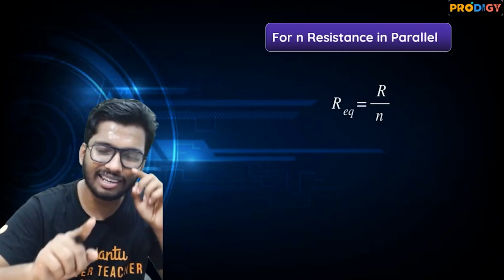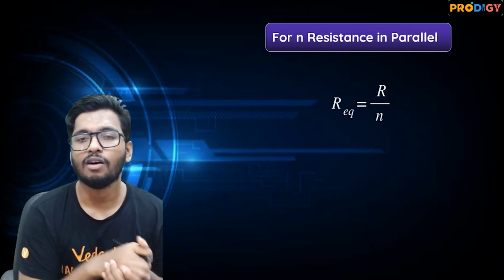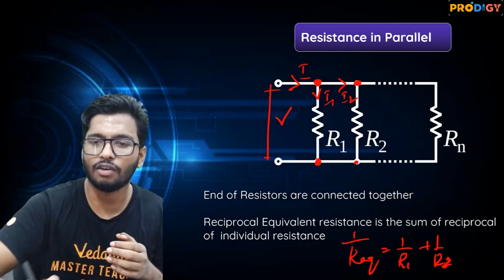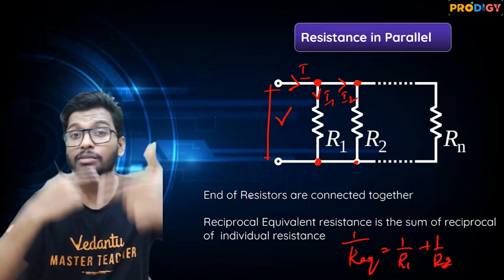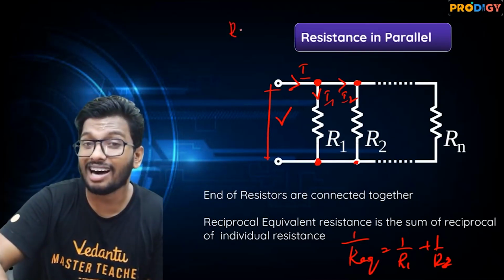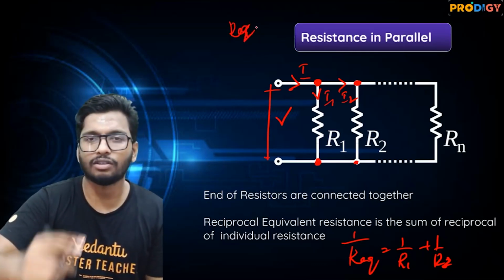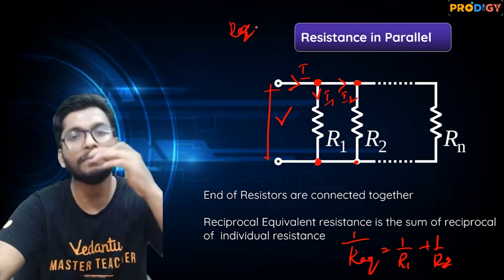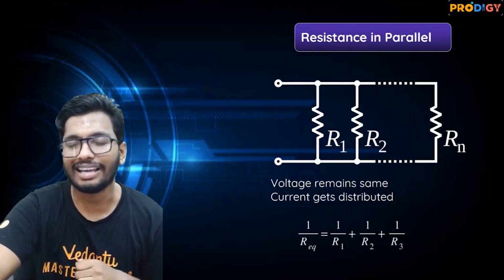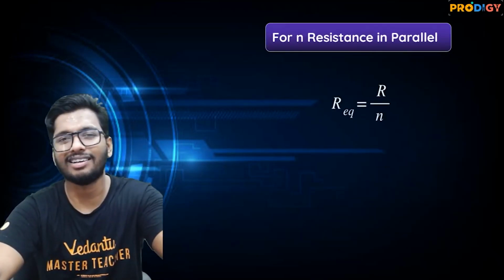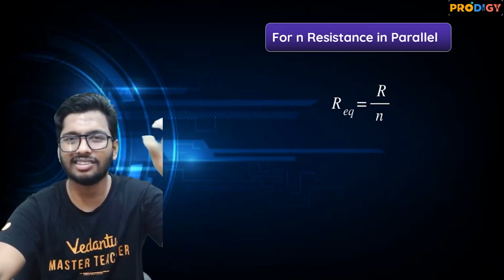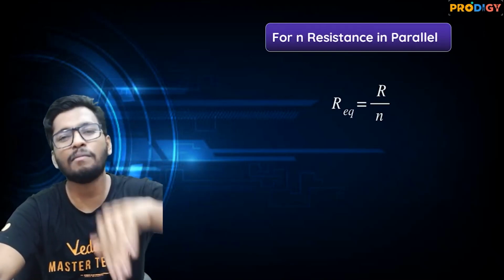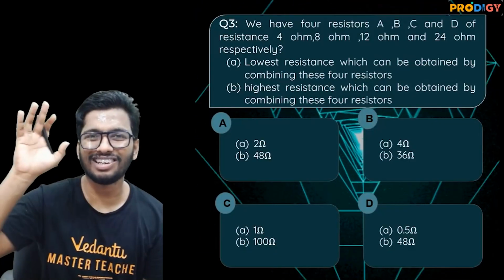Once again, once you find the equivalent resistance, the formula is 1 by R equivalent. So always remember to reciprocate it in order to find the R equivalent value. Once you find the value, reciprocate it one more time to get the true equivalent resistance. So for n number of resistors, R equivalent is equal to R by n, that is, the individual resistance divided by the number of resistors, n. I know, it's a little too much.